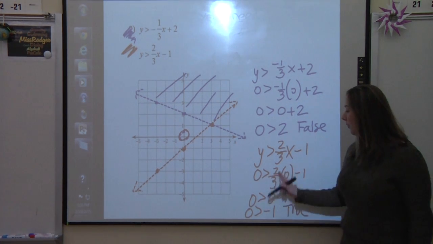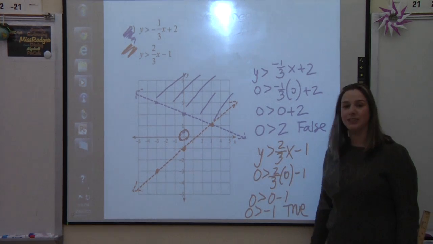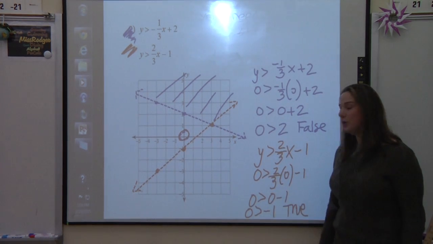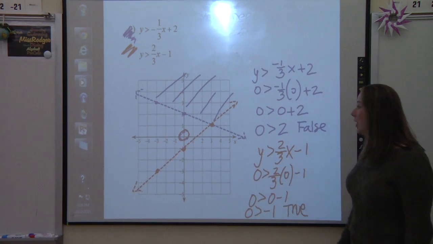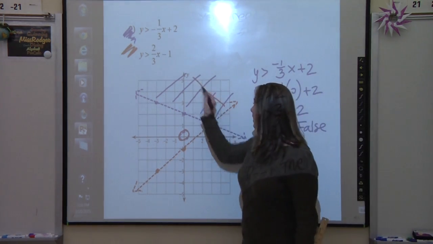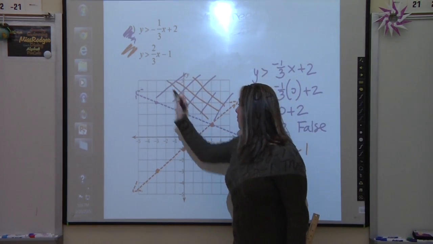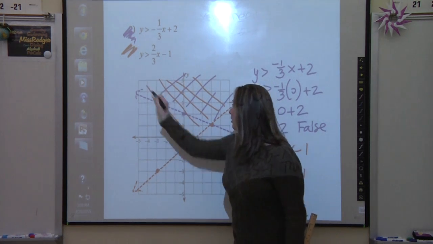For this, when we plug in 0, 0 to our second inequality, we get 0 is greater than -1. This is a true statement. That's going to indicate that we include the point when we determine which direction we are shading.